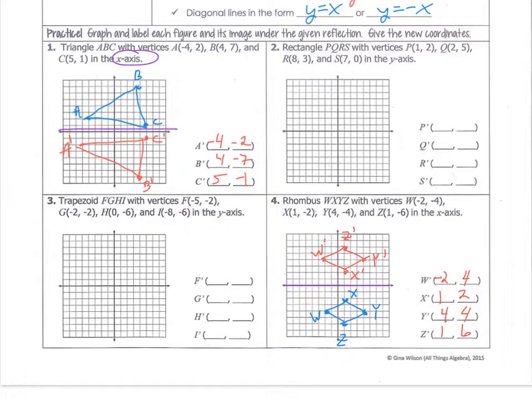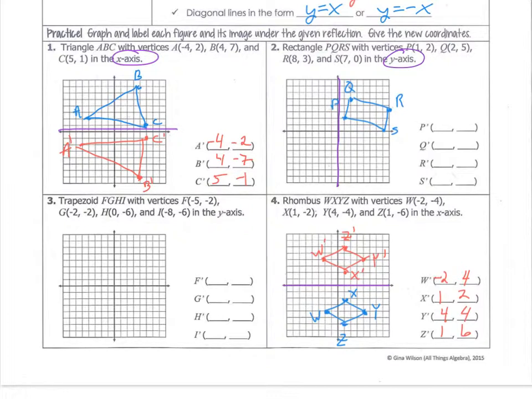So P is 1, 2, and Q is 2, 5. R is 8, 3, and S is 7, 0. And then this time your line of reflection is the y-axis. So we're going to highlight that y-axis. And then we're going to go even distances away from the y-axis. So this time we're flipping to the left.